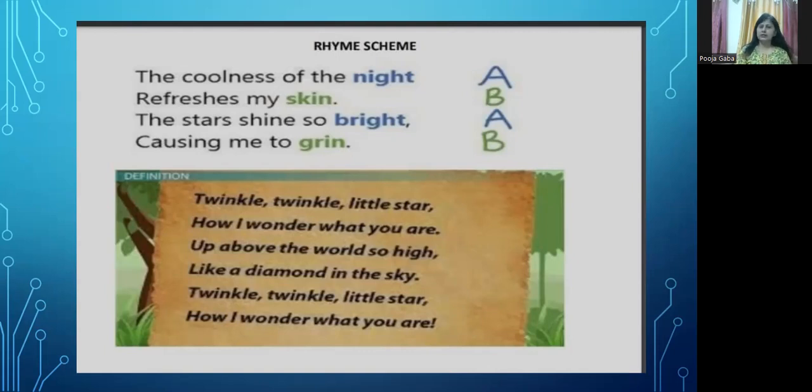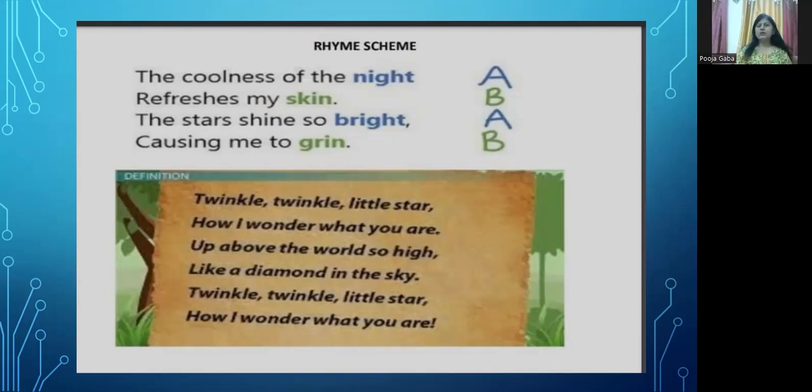Now the next word here in this category is green. Now green here is rhyming with skin and skin has been given the letter B. So green will also get the letter B. So in these four lines, the rhyming scheme will be A, B, A, B. Now, if we get another word, like for example, control. Now, control is not rhyming with any of these words here. So it will get the next letter C. And whenever we will get any word rhyming with control, that word will also get the letter C.